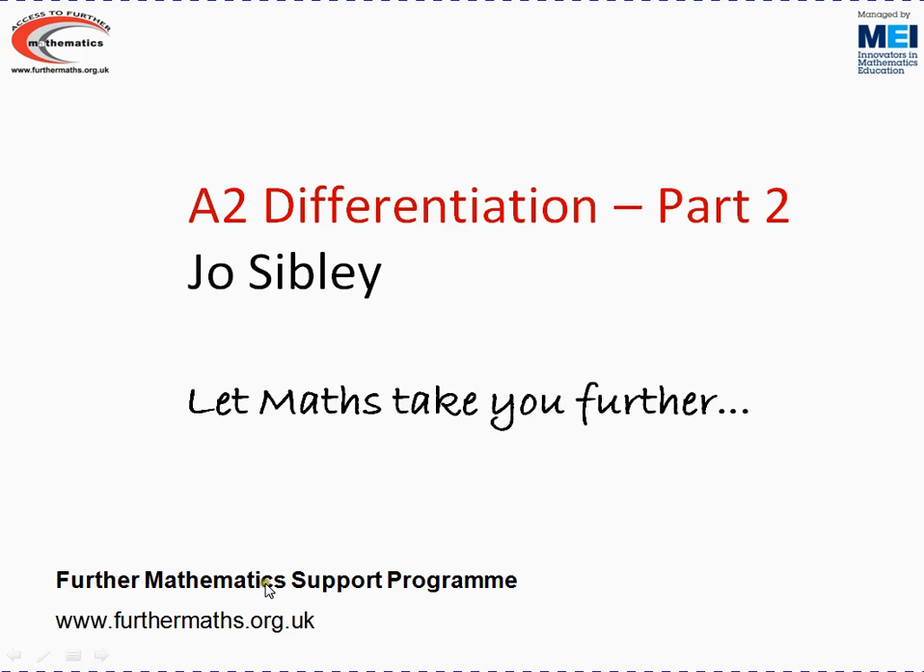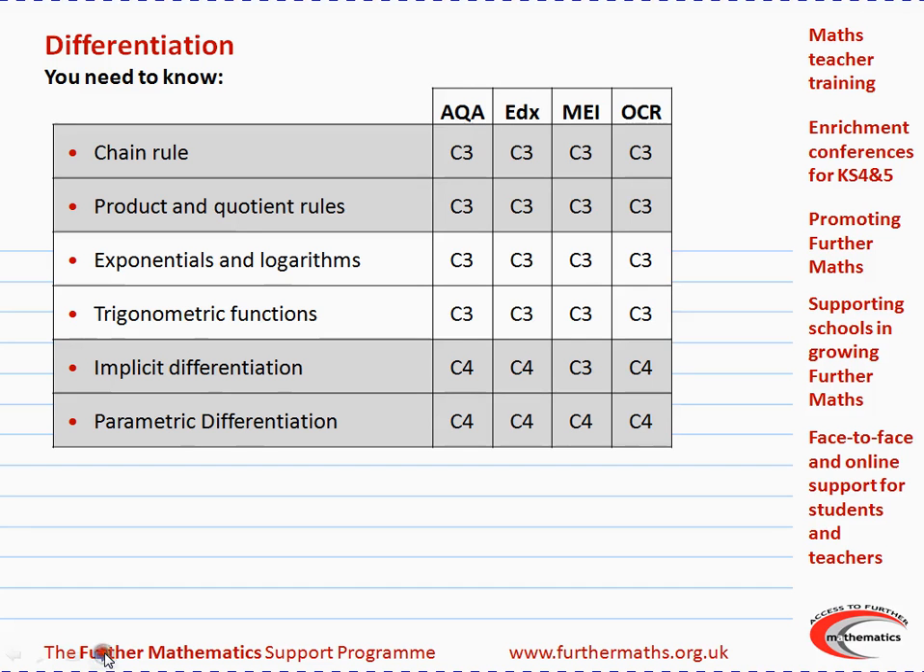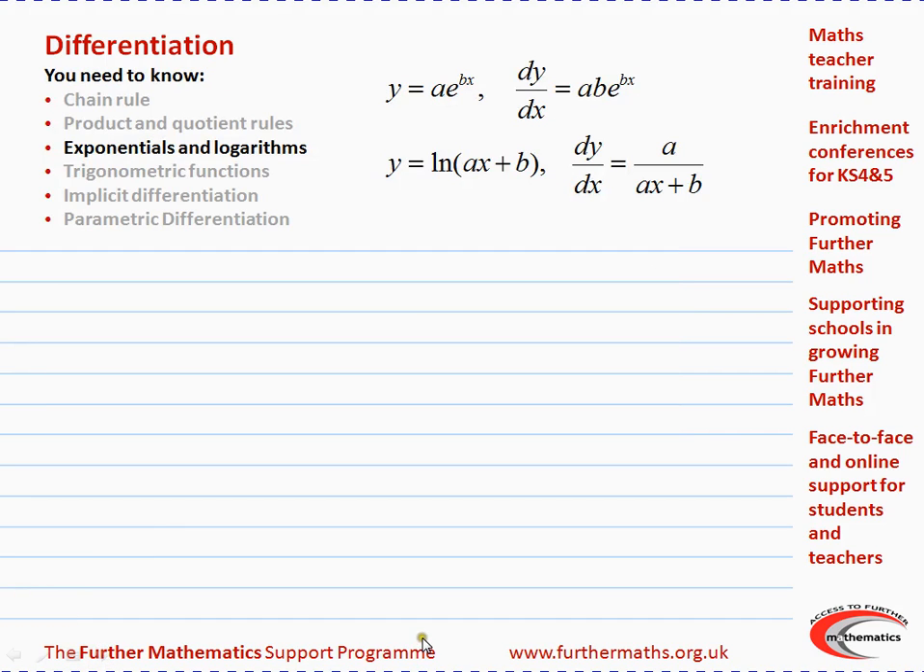Today we're going to be looking at a little bit more A2 differentiation. This is the second part of A2 differentiation. So far, in a previous video, we've covered chain rule and product and quotient rules. Today we're going to take a look at exponentials and logarithms. There's going to be a little bit of enrichment nugget after that, and then we're going to do the trigonometric functions. All of the material that we're going to be covering today is in C3, Core 3, for all four of the main specifications. Okay, so let's make a start.